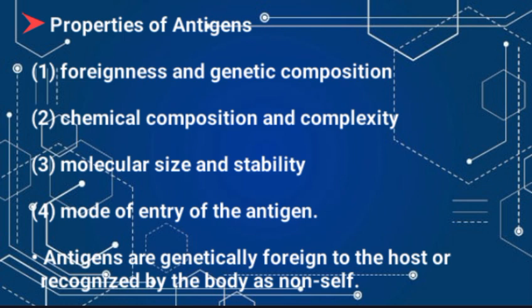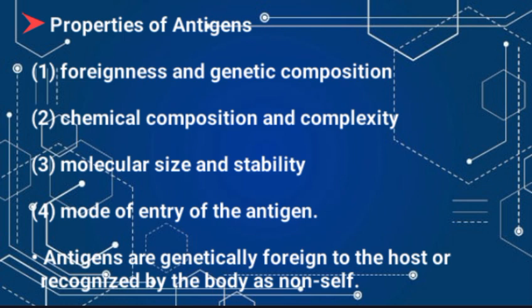Next is the molecular size and stability. Larger molecules are typically more immunogenic than smaller ones because they have more sites for the immune system to recognize. Additionally, antigens need to be stable enough to remain intact long enough for the immune system to detect and respond to them. If an antigen breaks down too quickly, it might not be recognized.